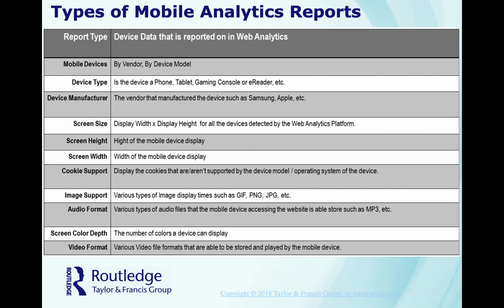Again, here's some types of mobile analytics reports. We won't go through it all; I'll go through the first two. Mobile devices. You might look at a web analytics report by vendor, by the device model, or device type. Is it a phone, a tablet, a gaming console, or an e-reader like a Kindle? These are all important things to think about when you're looking at your web analytics data.